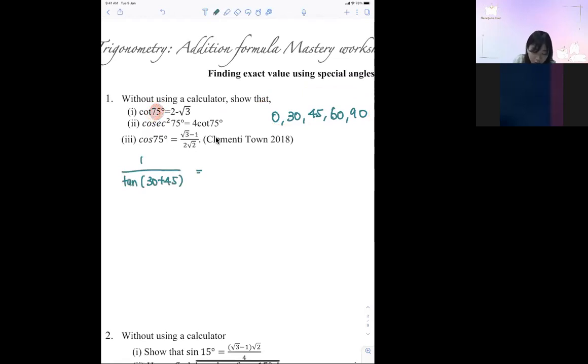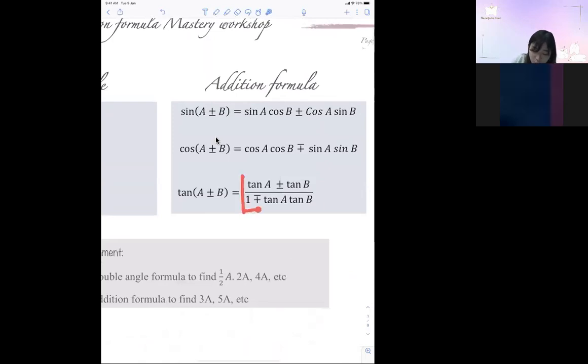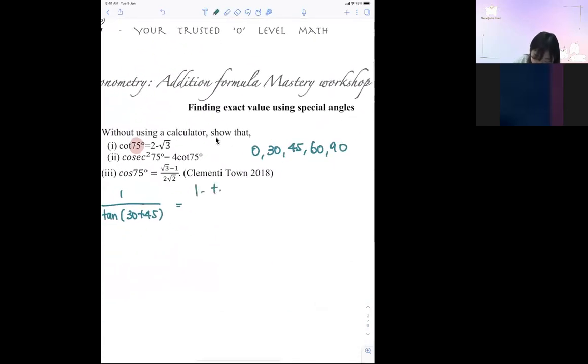Right? Okay. So to expand this, we cannot just say tangent 30 plus tangent 45. We need to use addition formula. Can you see that for tangent, the addition formula is a fraction? If this one is plus, then this is minus. So now you have 1 over tangent, so we flip this fraction. So it's 1 minus tangent 30 tangent 45 over tangent 30 plus tangent 45. That's it.